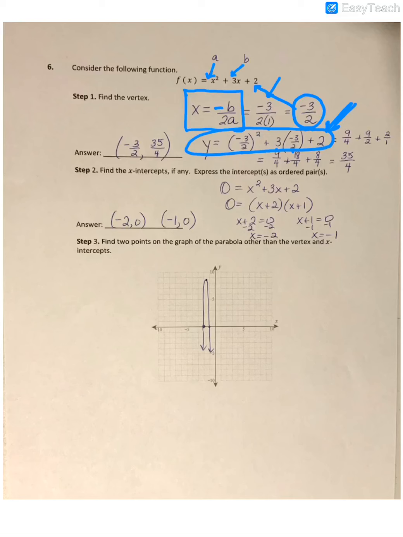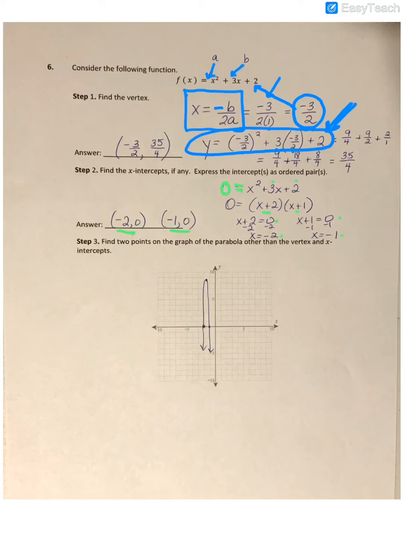Next part, finding the x-intercepts. Once again, we set the equation equal to 0. And in this case, we try to factor it. If it does, great. If it doesn't, you've got to do the quadratic formula. This particular one does factor. Factors of positive 2 that add up to 3 would be 2 and 1. So I get these two factors, and then we set each factor individually equal to 0 and solve it. So one of my x-intercepts is at -2. The other x-intercept is at -1. So those would be the ordered pairs that represent those x-intercepts.